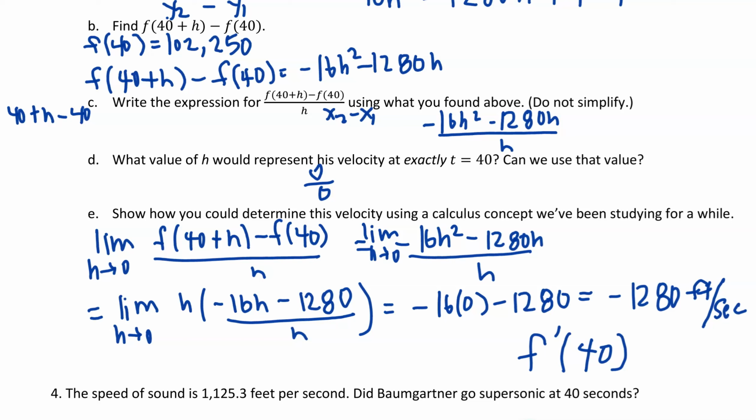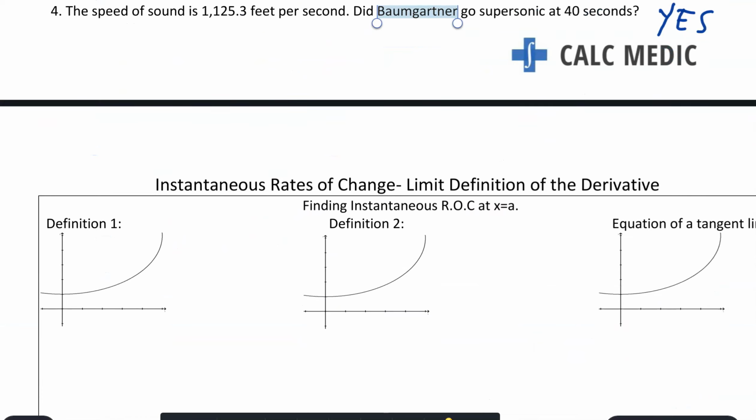So the speed of sound is 1,125 feet per second. Did Bumgarner go supersonic at 40 seconds? Yes, pretty cool. He did. Yes, he did. Okay.